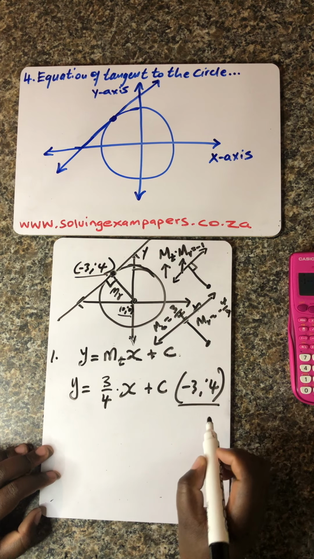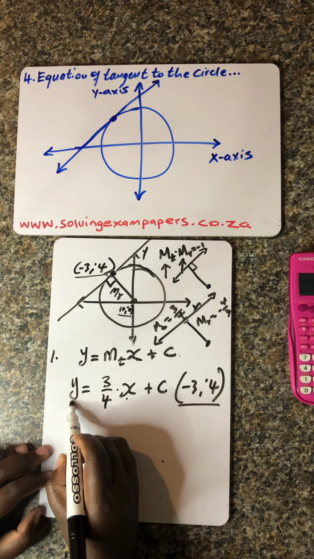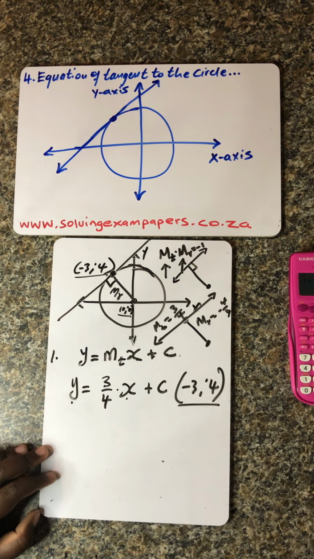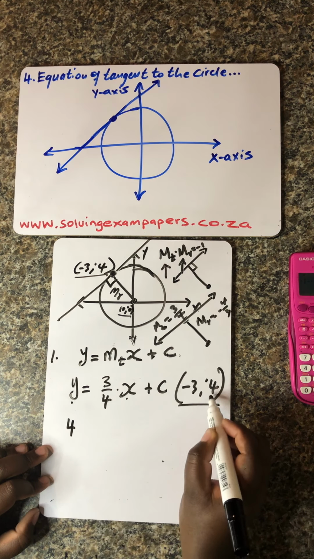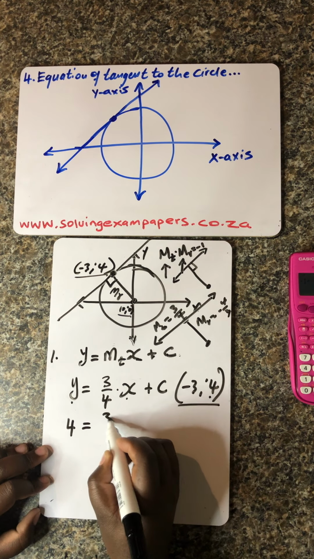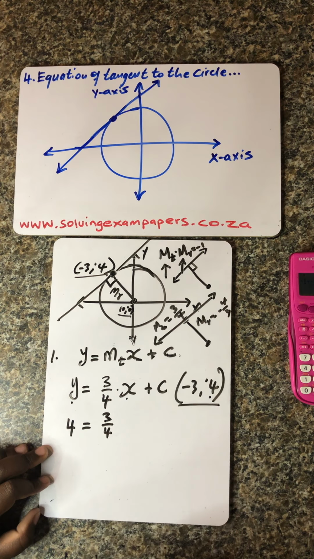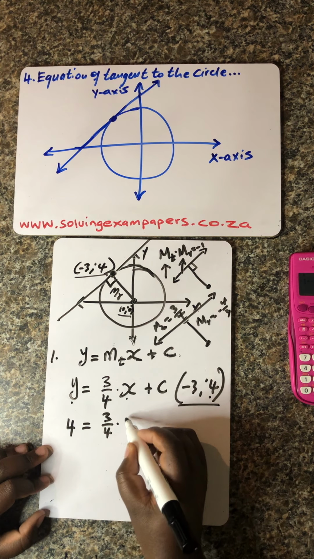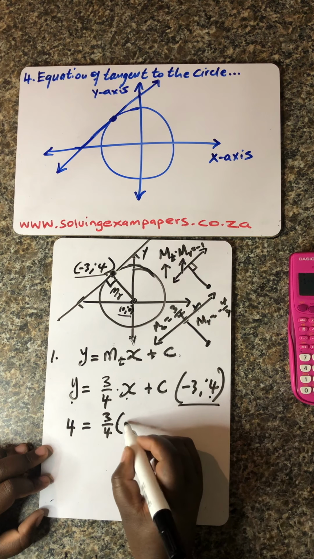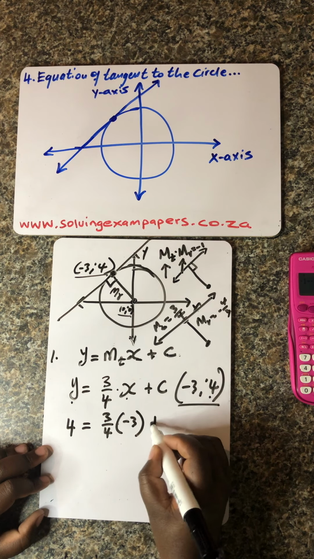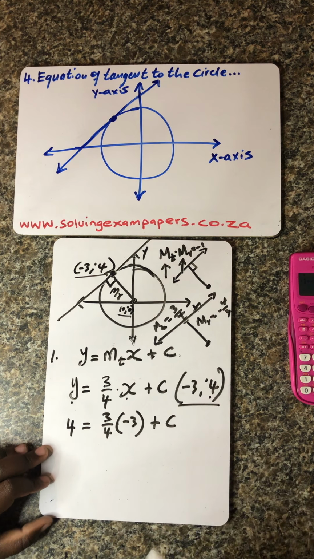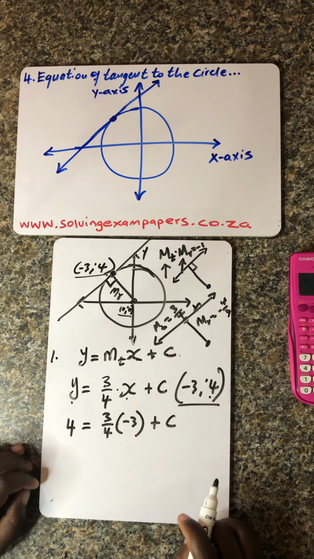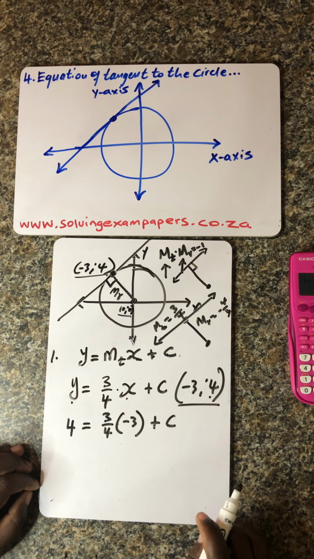You need this point to substitute there and there so that you find the value of c. Okay, so let's substitute. Our y is 4, which is that 4. It's equal to, remember this is the gradient that we calculated, multiplied by this 3, ladies and gentlemen, plus c. Remember, you can either write c, or in some textbooks it could be q. Okay, doesn't really matter.